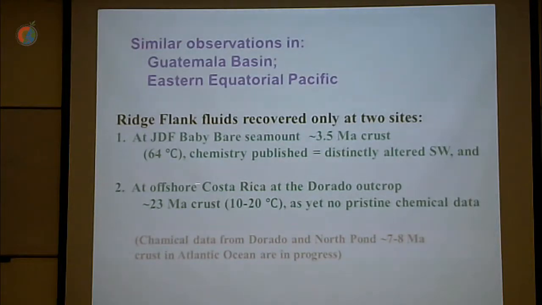So these fluids are not very well known. So that's where we are actually. We don't really have fluid chemistry from the rift flank. So I will leave you with that. Very soon we are going to have these fluids from the rift flank, so we will get more acquainted with the fluxes from the rift flank.